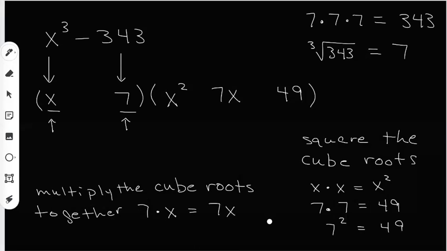The last thing that I need to do is figure out what signs I need to place in between the terms. Am I going to use a plus or am I going to use a minus? Well, when we're doing perfect cubes, we want to remember SOAP. And SOAP is going to stand for same, opposite, and always positive. Each word is going to give you a hint as to what sign you're going to choose.